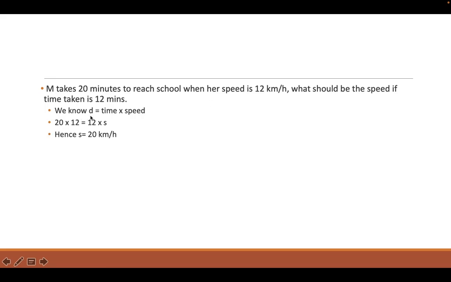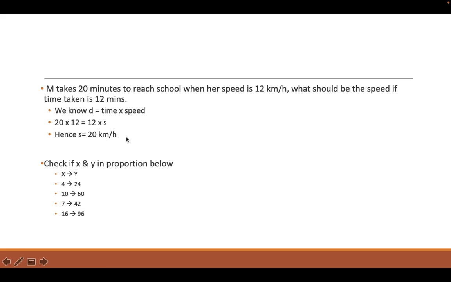Now we know here distance equal to time multiplied by speed. So distance is the constant here. So 20 multiplied by 12 is the distance, that equal to 12 multiplied by what should be the speed. That's how you can represent this proportion. That makes it easier to calculate. So if you want to decrease the time, you need to increase the speed. That's how it is. Time and speed are inversely proportionate. So S equal to 20.